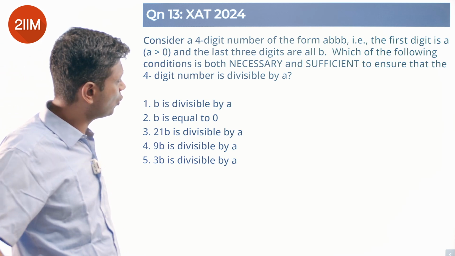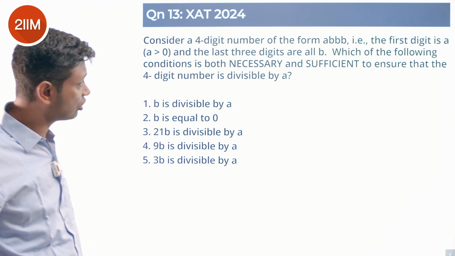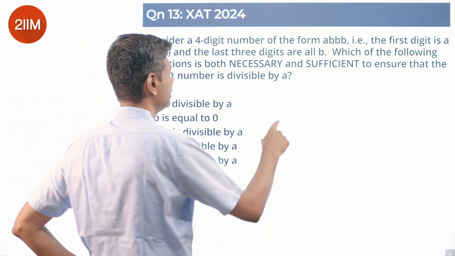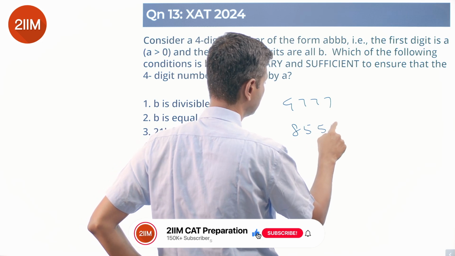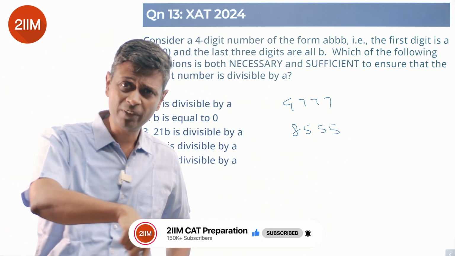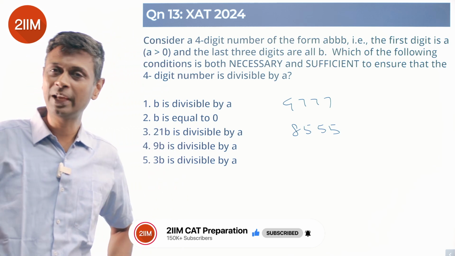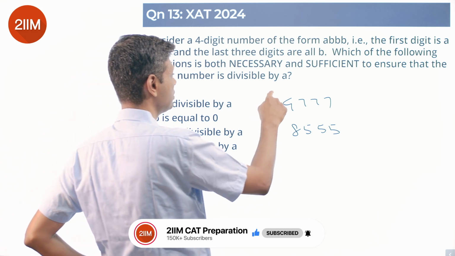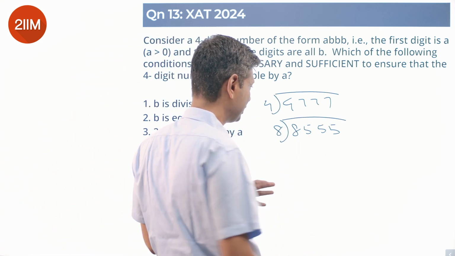Consider a 4-digit number of the form A triple B. The first digit is A and the last 3 digits are all B. So some number like 4777, 8555, something like this. Which of the following conditions is both necessary and sufficient to ensure that the 4-digit number is divisible by A? And 4,777 is divisible by 4. 8,555 is divisible by 8.